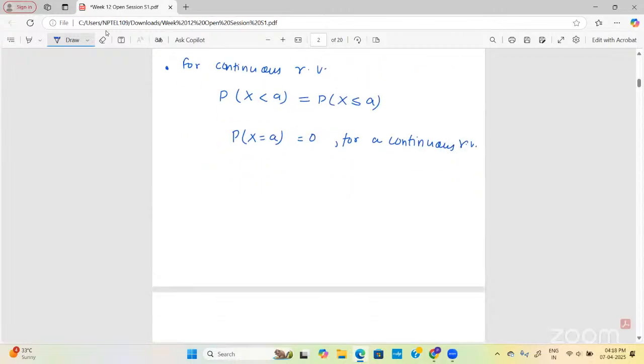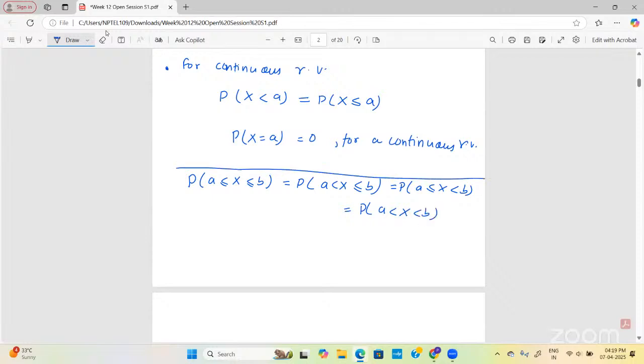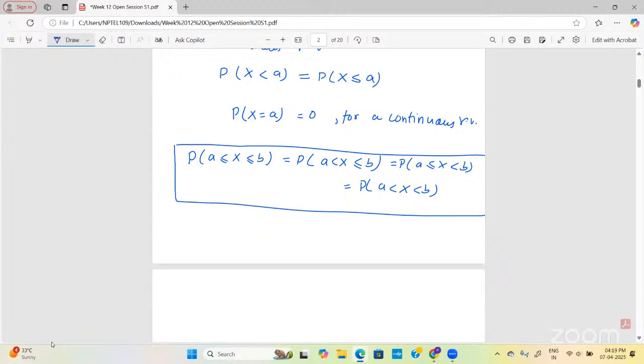So we can write like this also, that for a continuous random variable, this is the same as this, or this, or this. For a continuous random variable, all these four probabilities are the same, because the probability at a point is zero. And why is it zero? We can prove this also.